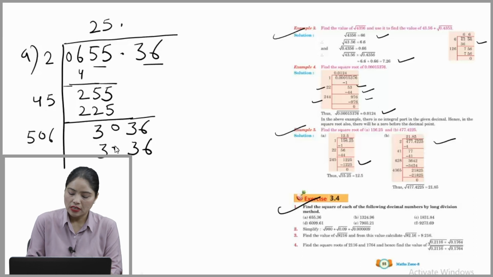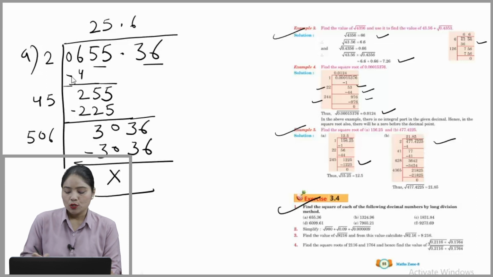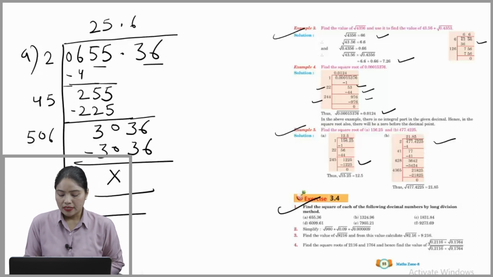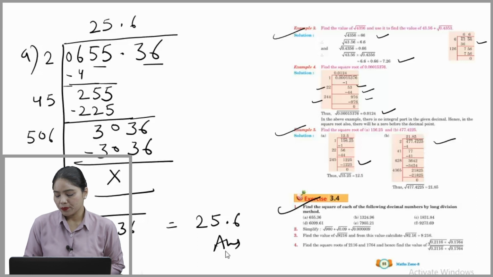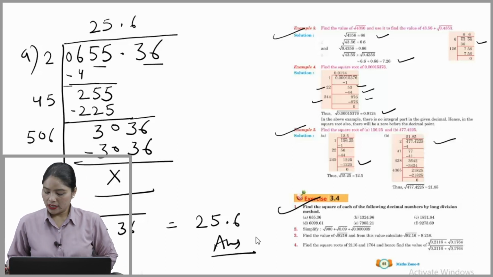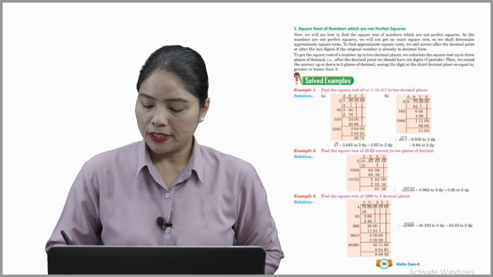So 5 hamne 6 se yahan par likhenge and subtract karenge. So there is no number left over here. So we can say that 655.36 ka square root hamara kya nikla, yes 25.6. So this is the answer beta. Hope you understood well. So these are the other questions, you have to complete them on your own.